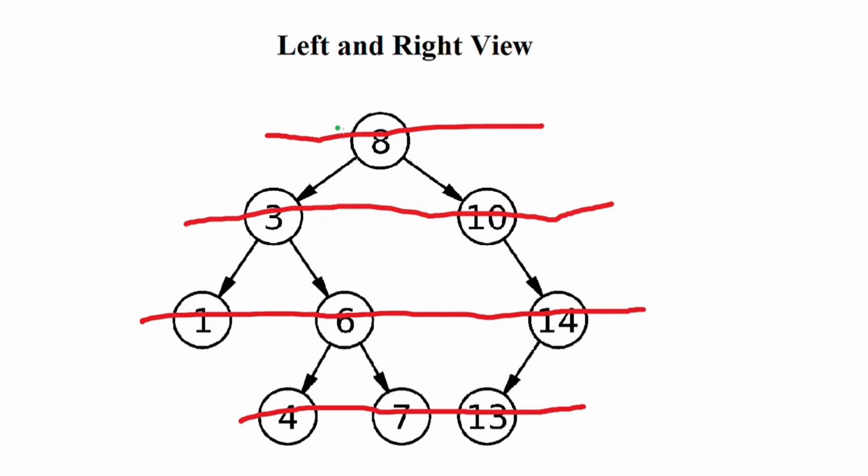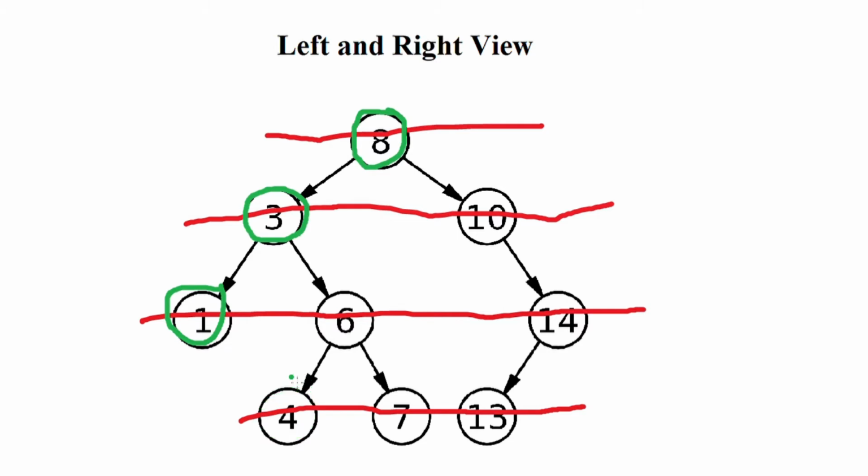Topmost in the sense that the outermost node, right? So you'll only see this node, okay, and here you'll only see this node because 3 is overlapping 10. 10 is hidden beneath 3. You'll only see the 3 node, okay, and after that you'll see 1, and similarly you'll see 4. So if I talk about this particular binary tree, then the left view should be 8, 3, 1, and 4.